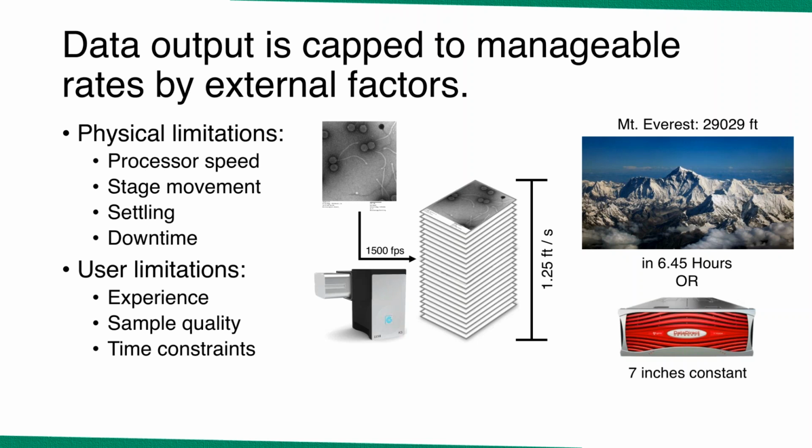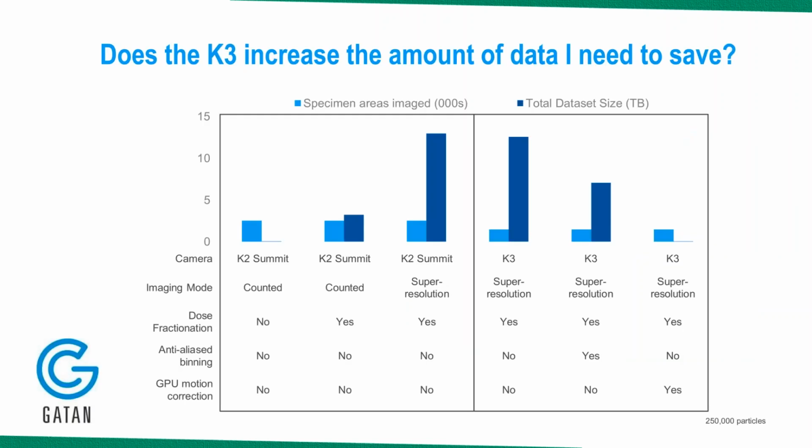But you know, in the end, this 1500 frames per second is mitigated by a lot of factors: the processor speed, your stage movement, settling time, downtime of the microscope, and then your user limitations such as experience, sample quality, and time constraints. So, you know, the final frame rates that come out of the scope or the camera are well within manageable realms. A couple more statistic slides about the K2 versus K3, just for longevity purposes.